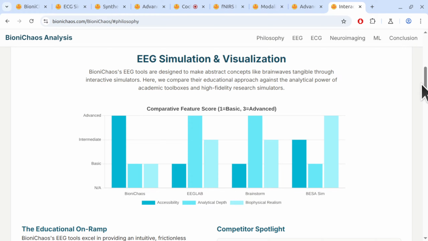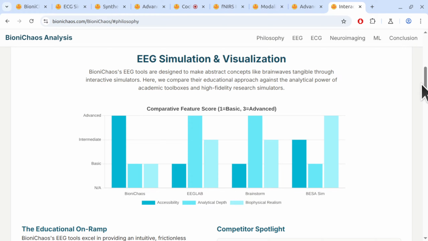So the verdict on the EEG tools: fantastic for foundational learning, getting that first grasp, but completely unsuitable for actual research analysis. Compare it to established academic tools like EEGLAB or Brainstorm. They score Advanced 3 on analytical depth. They're built for research. Or for realistic simulation, you'd look at something like BISA Simulator, which gets an Advanced 3 for biophysical realism. Bionic Chaos isn't playing in that league, and that's okay. It has a different goal.